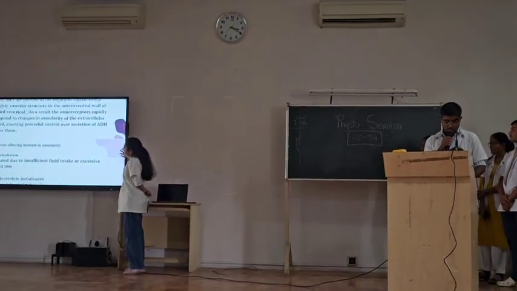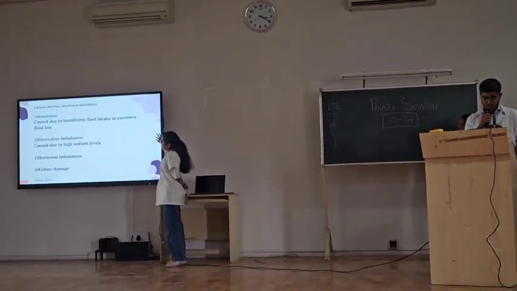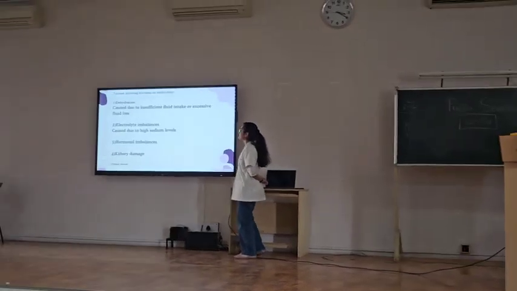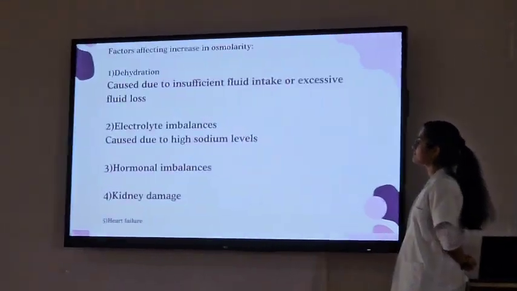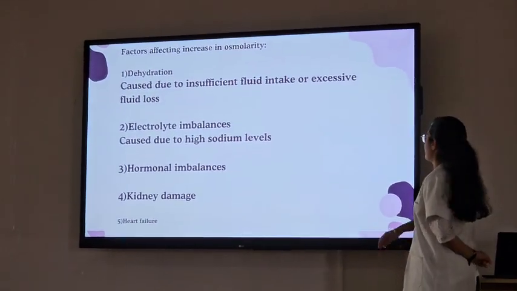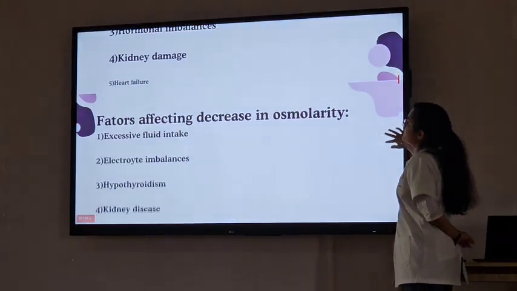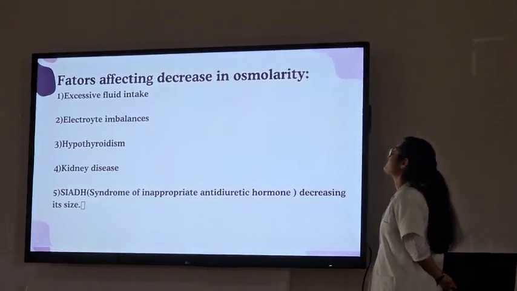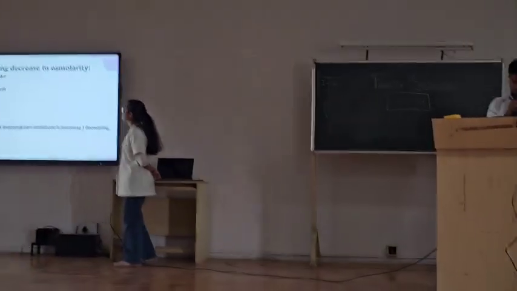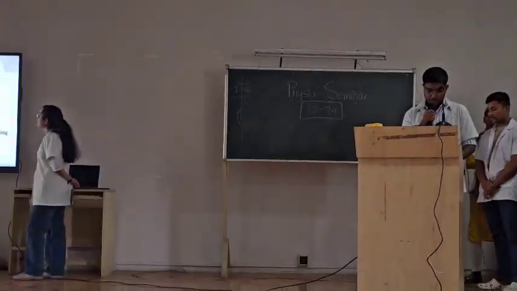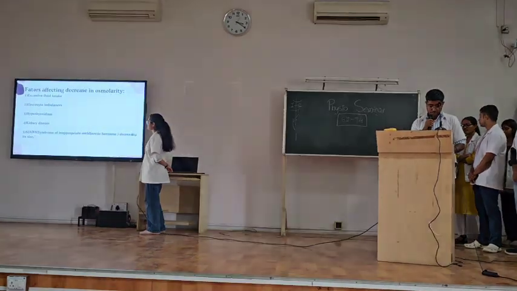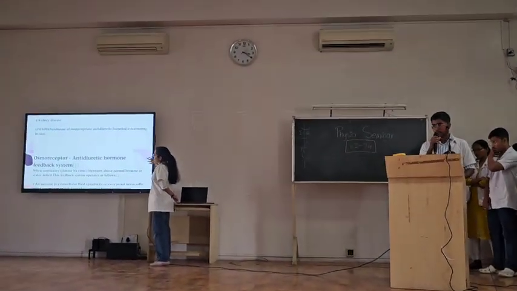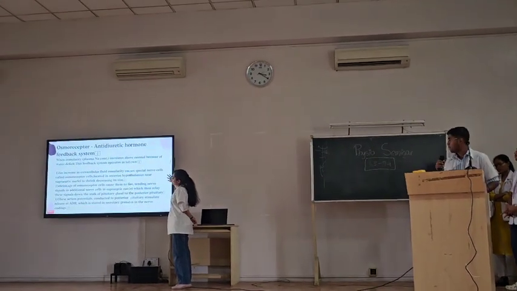Factors affecting increase in osmolarity. First, dehydration. It can be caused due to insufficient fluid intake or excessive fluid loss. Second is electrolyte imbalance caused due to high sodium levels, hormonal imbalances, kidney damage, heart failure. Factors affecting decrease in osmolarity. It can be due to excessive fluid intake, electrolyte imbalances, hypothyroidism, kidney diseases, and due to syndrome of inappropriate antidiuretic hormone called SIADH. Now we will understand the osmoreceptor antidiuretic hormone feedback system through a diagram.